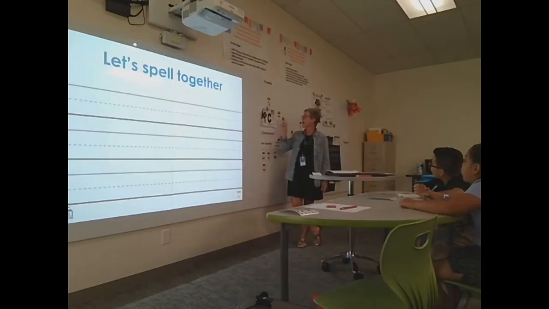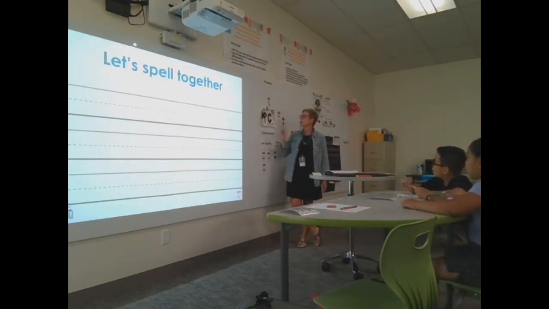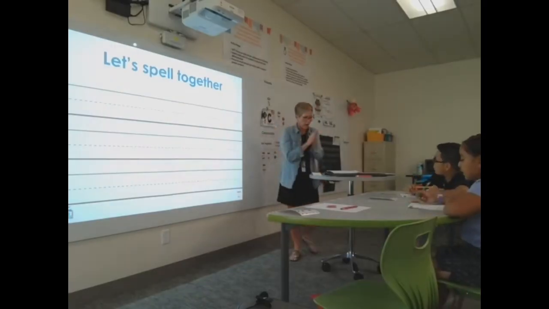When followed by A, O, or U, it is spelled with a K when followed by E, I, or Y. You got it. Okay, here we go.